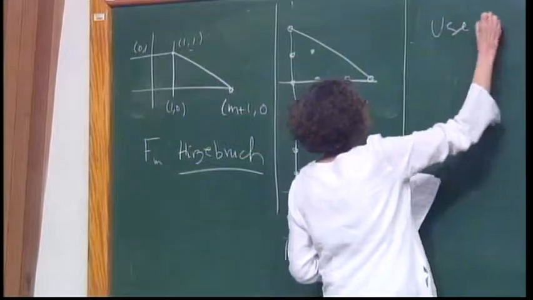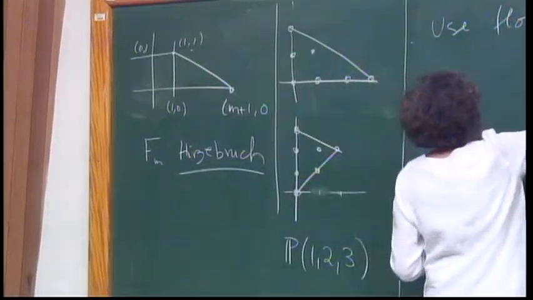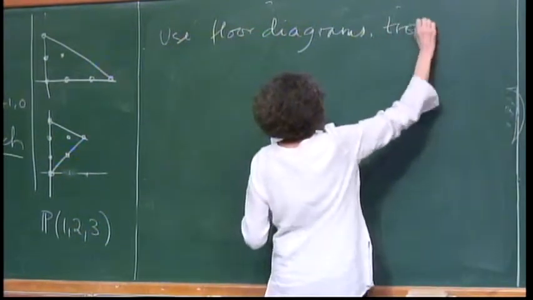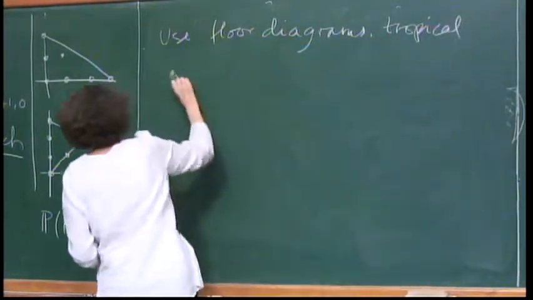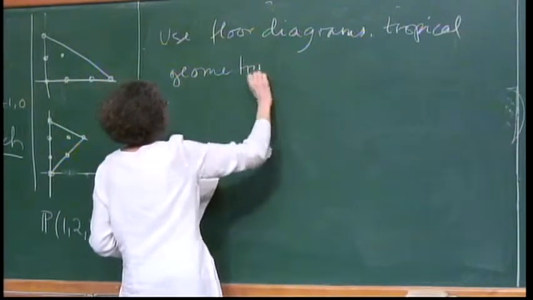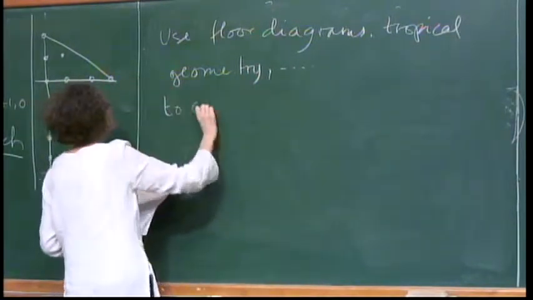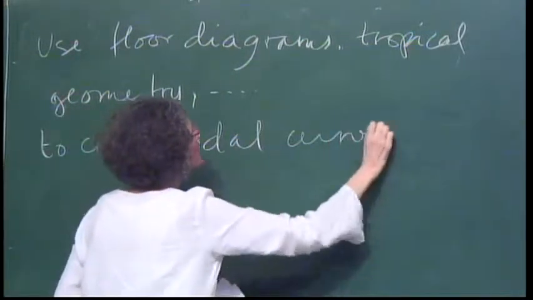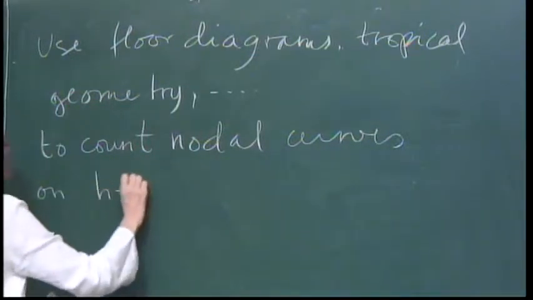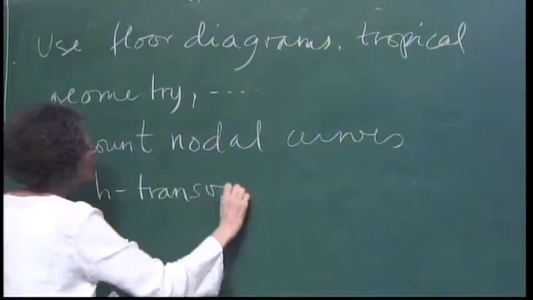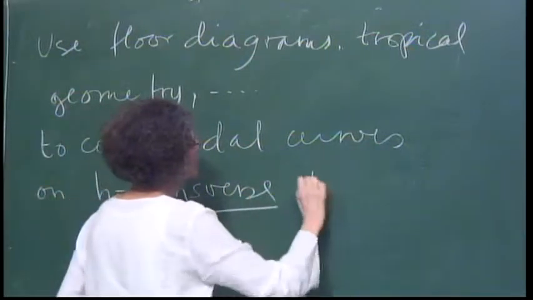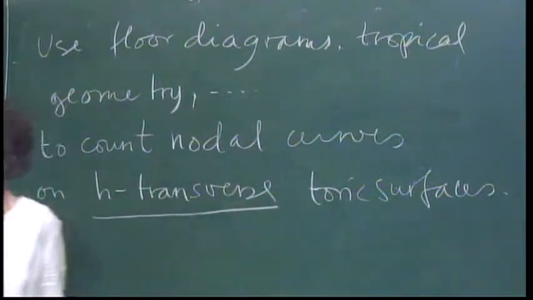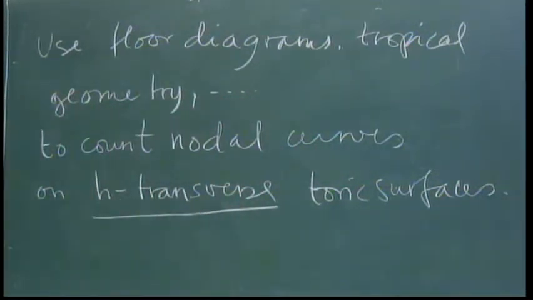So use floor diagrams, tropical geometry, etc., to count nodal curves on what are called the H transverse toric surfaces. Those which can be represented by an H transverse polygon.